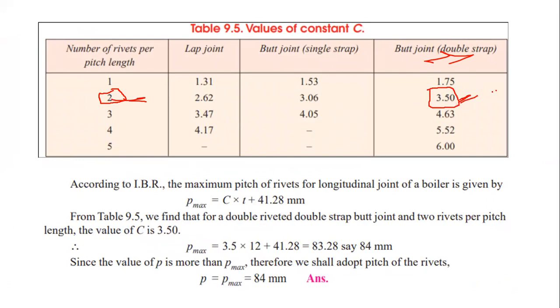This one is C. So you have to substitute the value of C in this equation. Now T is the thickness of the shell. Now P max equal to 84 mm. The maximum pitch of the rivet is 84 mm, but our answer is 90 mm. So always you have to select the smaller value.